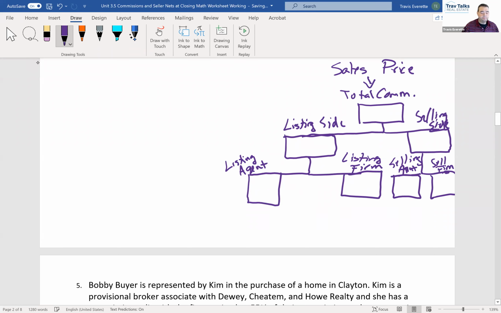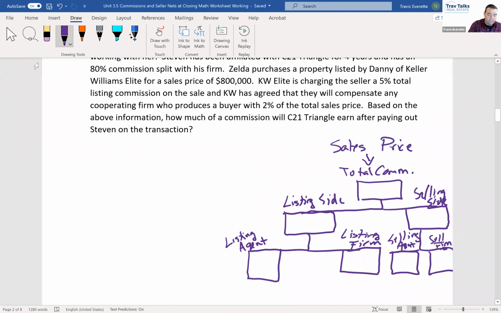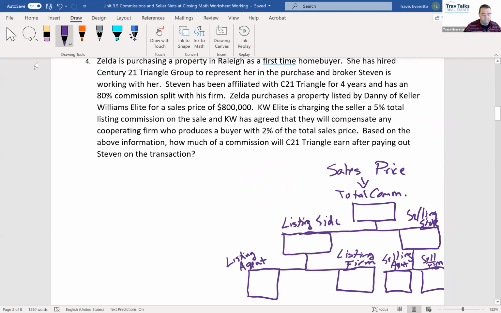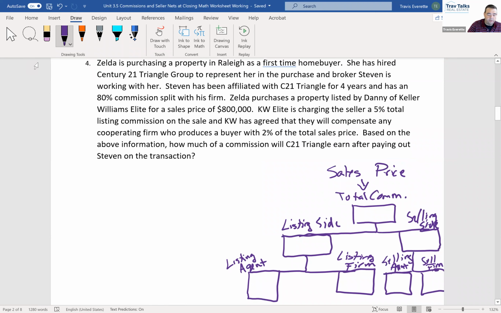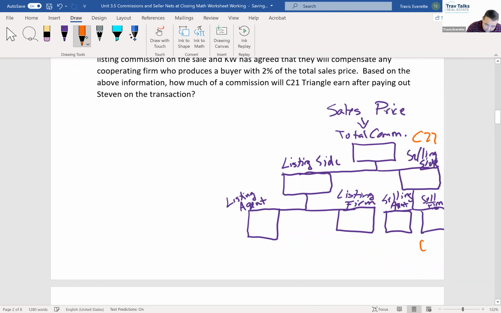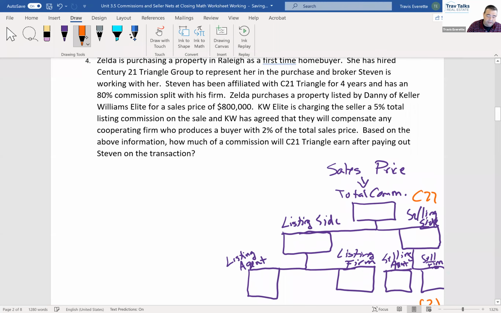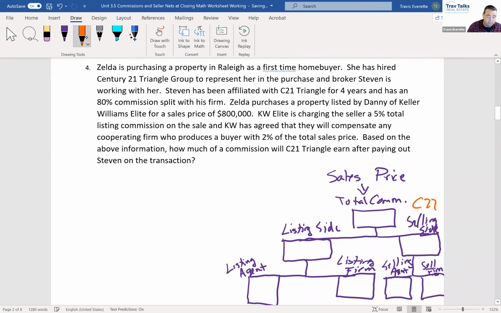Okay. So now let's go back and look at the question and fill this in for ourselves. It says Zelda is purchasing a property in Raleigh as a first-time home buyer. She's hired Century 21 Triangle Group to represent her in the purchase. Okay. So Zelda is purchasing. She's hired Century 21 Triangle. So if she's purchasing, then Century 21 is over here. They are on the selling side. And matter of fact, they are the selling firm. We can put them right there as the selling firm. We know that's who they are.